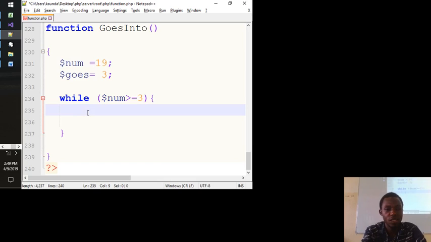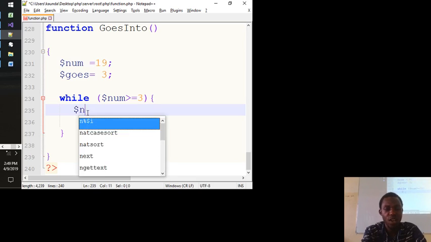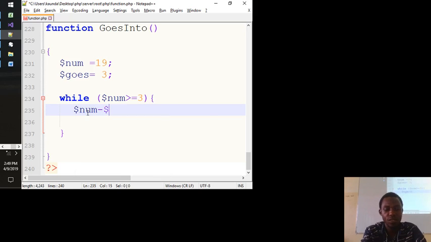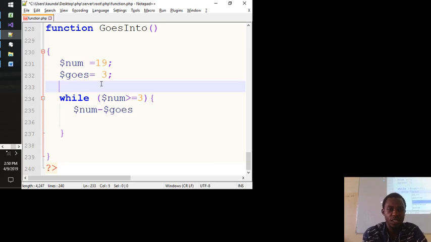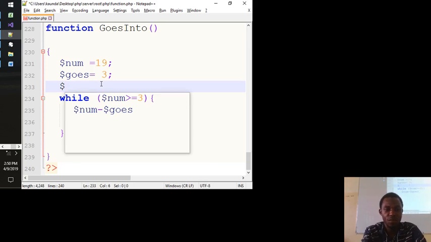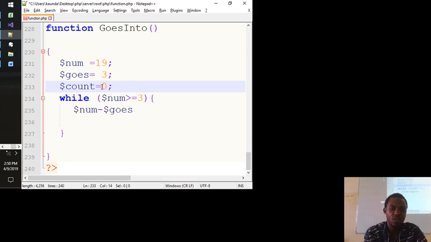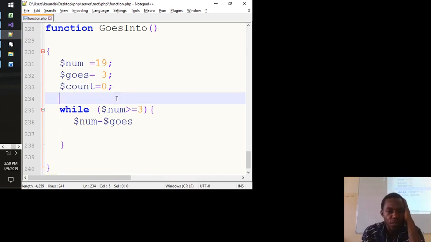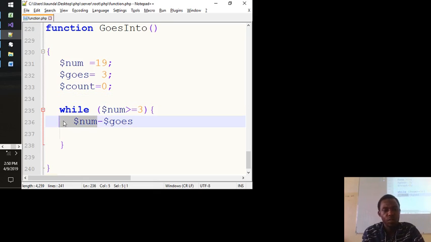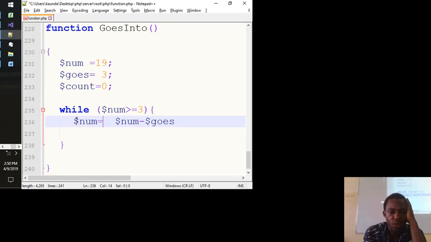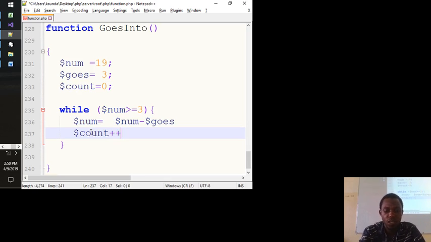So you subtract 3 from this number, minus goes, we'll have something like this. Now let's get a counter that will count, initially 0. So subtract this. This will be equal to this minus 3. Then we'll increase our counter by 1. Something like this should work.